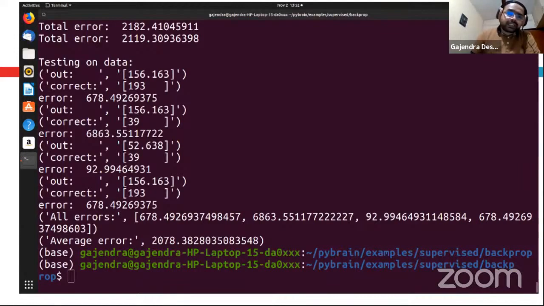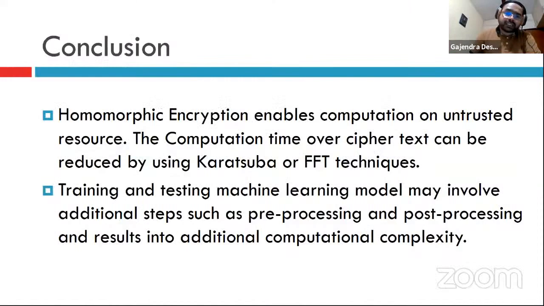So the conclusion is that homomorphic encryption enables computation on untrusted resources. The computation time over ciphertext can be reduced by using Karatsuba or FFT techniques. Training and testing a machine learning model may involve additional steps such as pre-processing and post-processing, and results in additional computational complexity.